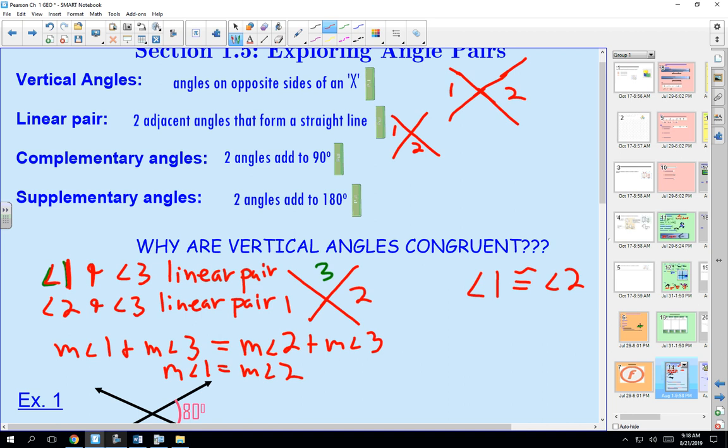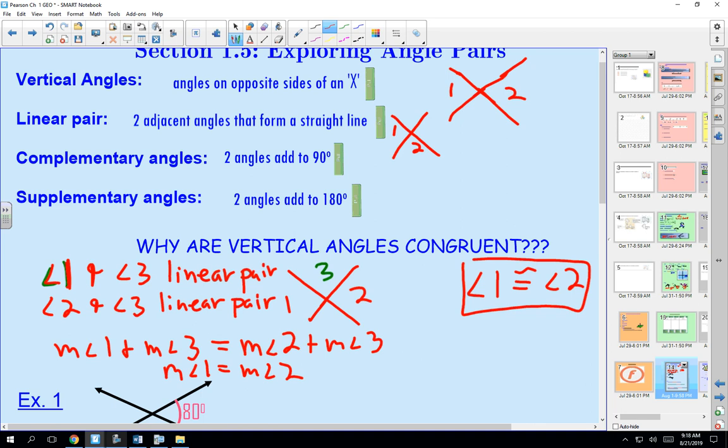If the measures are equal, the angles are congruent. You could do that for any vertical angle that you draw. So that's the idea. We use the idea of the linear pair to prove that the vertical angles are congruent. So you should be able to walk me through that in words and diagrams. We're not officially doing a two-column proof or anything yet, but you should be able to follow through that argument and be able to explain it on your own.